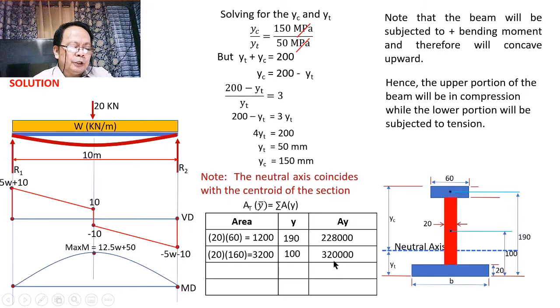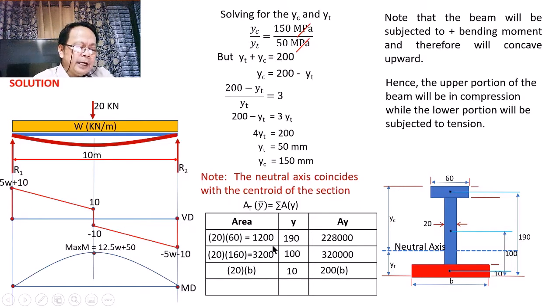we shall have here the ay, which is equal to 320,000. Diba? And the third area will be this area whose dimension is b, the unknown value of the width of the lower flange. The area will be equal to 20 multiplied by b. The location of the centroid is somewhere here at a distance equal to 10 from the reference axis. Dito 10 ito. And so we have here 10. And this will be multiplied. The product of area will be multiplied by y. So we have here ay. So we have here 200 multiplied by b.